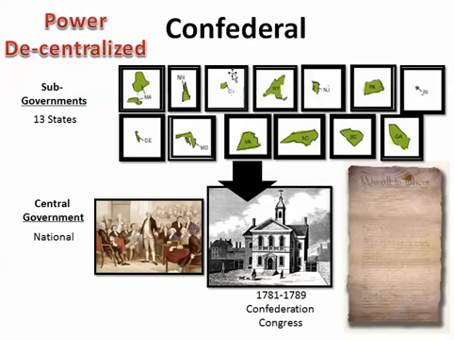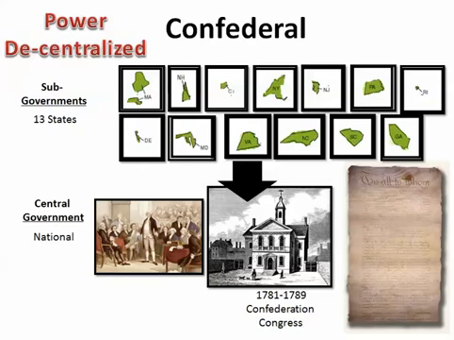Now the power is going to flow from this decentralized area, these sub-governments, the 13 states, and they're going to agree to combine together in this loose league of friendship and create, under the Articles of Confederation, the Confederated Congress, and it's going to last from 1781 to 1789. And we see confederal in the name Confederated Congress, or Articles of Confederation.